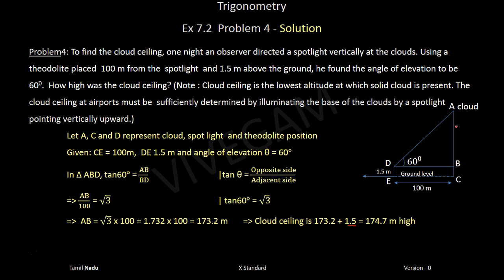So cloud ceiling is this plus 1.5 meters. Because we have got only this bit AB, but the height of the cloud ceiling is AC. So that is AB plus BC. BC is 1.5 meters. So that is 173.2 plus 1.5 meters. So that is 174.7 meters.